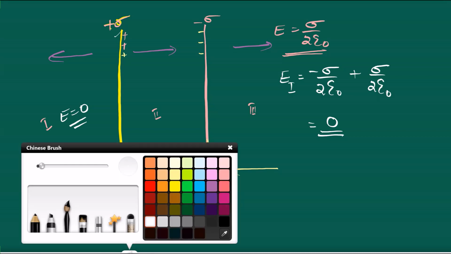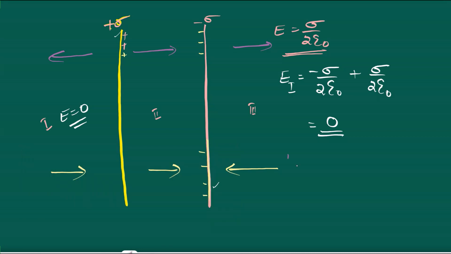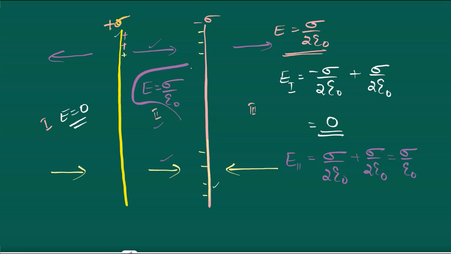Now take region 2. What will be the electric field in region 2? Here, due to the positive plate it is in the positive direction, and due to the negative charge also it is in the same direction. So we can write sigma by 2 epsilon naught plus sigma by 2 epsilon naught. How much do we get? Sigma by epsilon naught. So the electric field between these two plates, in region 2, is sigma divided by epsilon naught. That is the electric field between the two parallel plates having plus sigma and minus sigma.